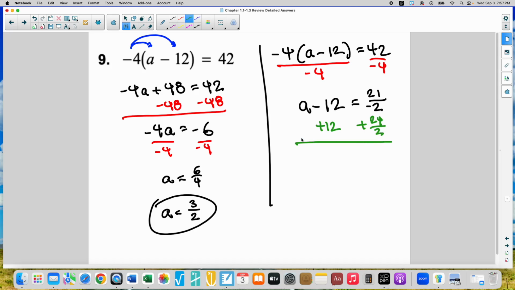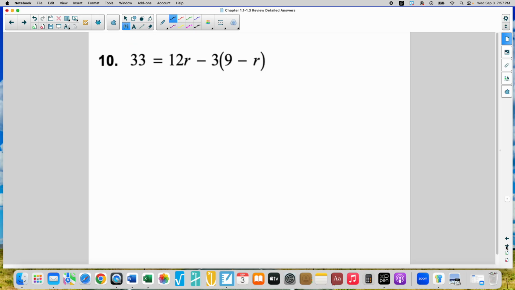24 seconds. You're left with a equals, I have negative 21 and positive 24, which gives me 3/2. This one we can't. There's no alternative because there's an R in Chewbacca and then there's an R outside of Chewbacca. So moving this does not benefit us. We want the R's to be on the same side. So the only thing I'm going to do is distribute that negative 3. Better include that negative. So we get 33 equals 12R.